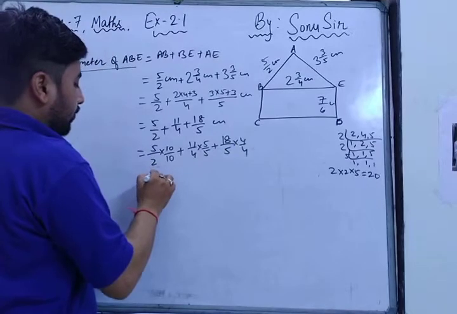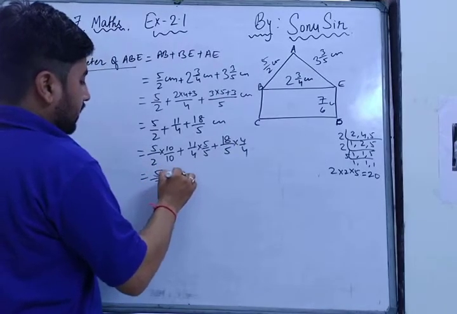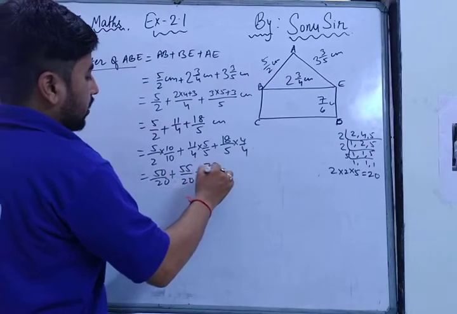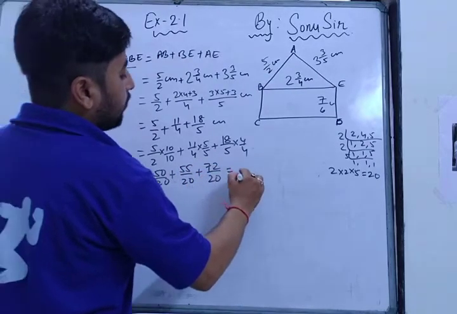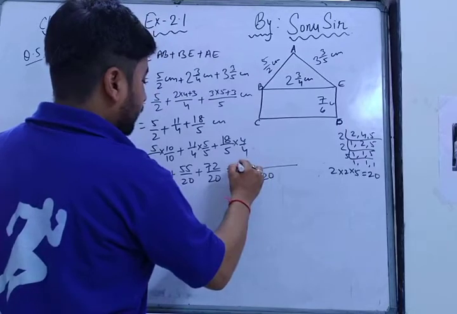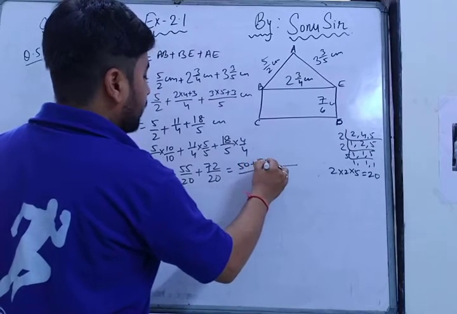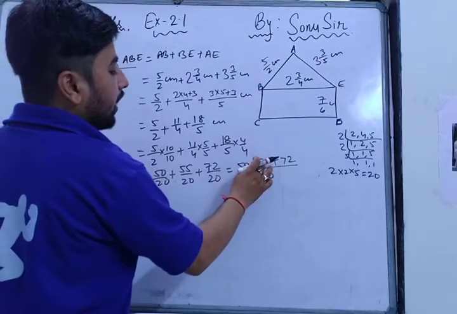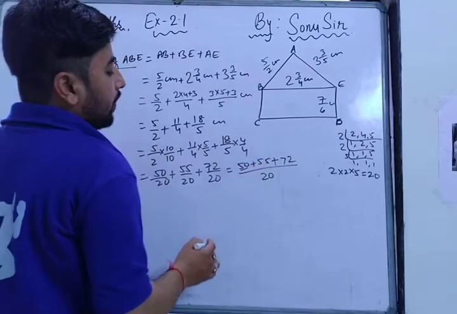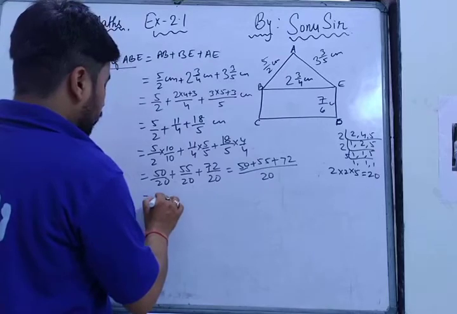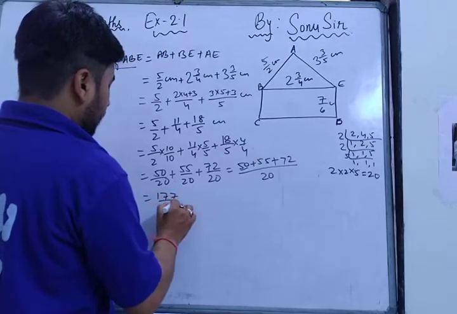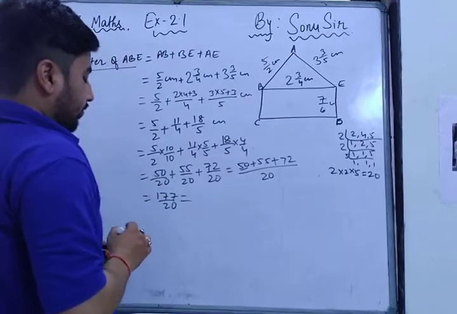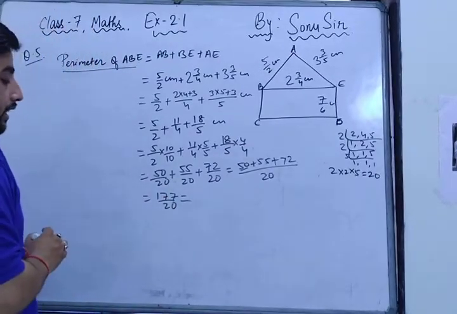So 5 10s are 50 upon 20 plus 55 upon 20 plus 18 4s are 72 upon 20. LCM 20. 50 plus 55 plus 72. 50 plus 50 is 100, 105 plus 72 is 177. So 177 by 20.